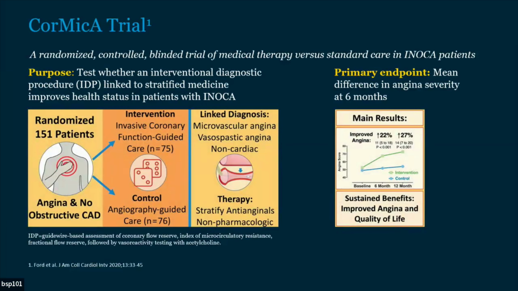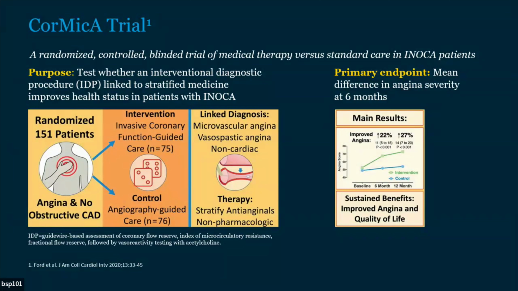One of the key trials out there that really talks about treatment is the CorMicA trial. What they did was randomize patients to either CMD testing or just angio evaluation. And what they found is what I just talked about. If you can define the endotype of microvascular disease and target your therapy specifically to that endotype, that results in the patient feeling better, having a better quality of life, and preventing major adverse cardiovascular events going forward.